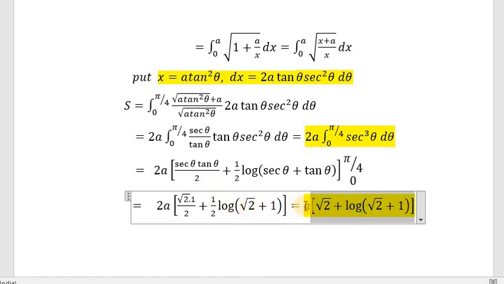This is the arc length of the given parabola, which is intercepted with the line y is equal to 2x. That is a into root 2 plus log root 2 plus 1.